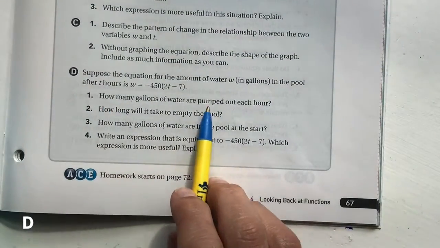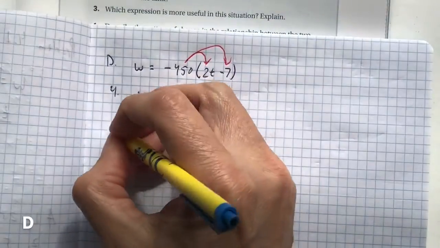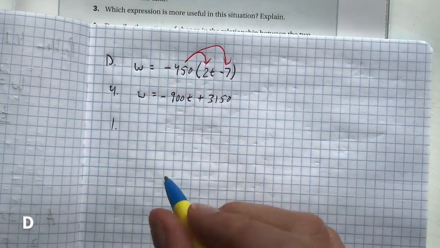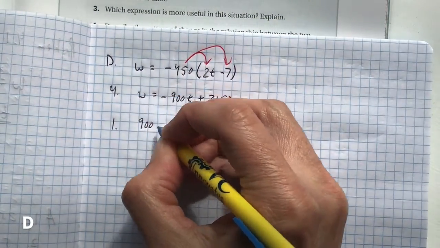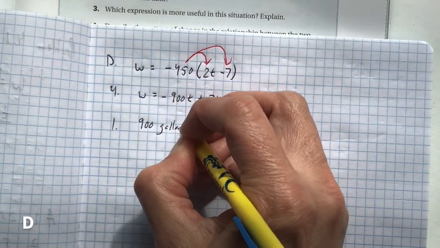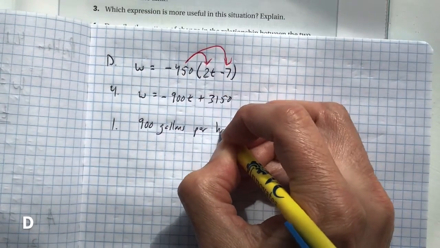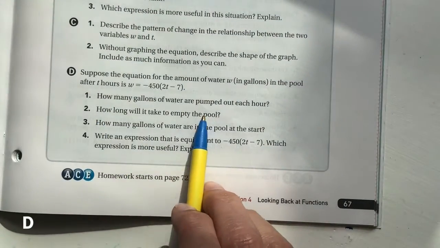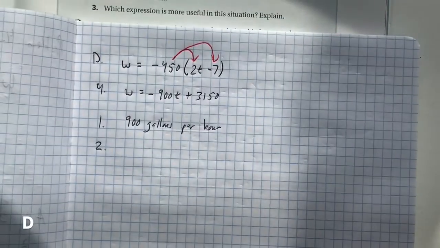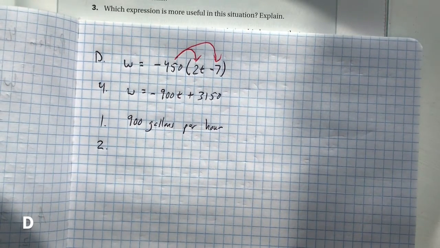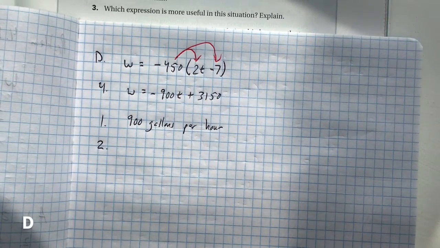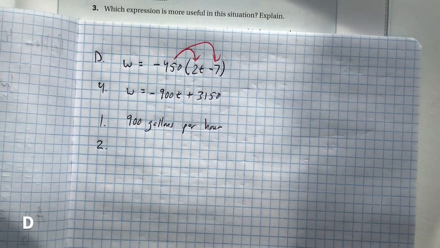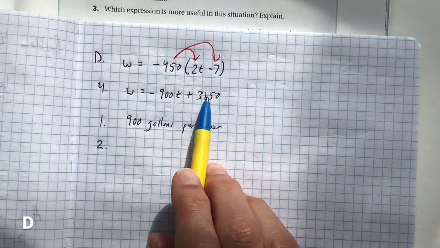Okay, how many gallons of water are pumped out each hour? For number 1, 900 gallons per hour. Number 2, how long will it take to empty the pool? Ooh, that's a good question. We need to work our way through and see that process. Now, we earlier did a table to figure out how it's all going to be gone, but this is going to be a little bit different.